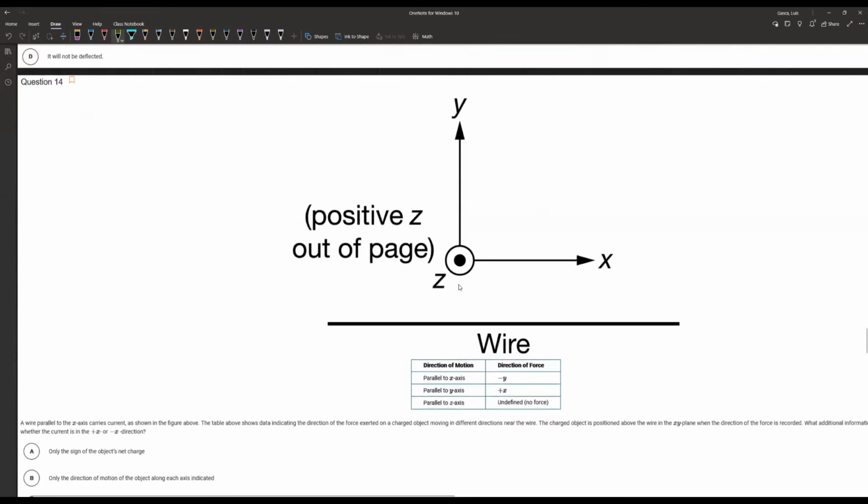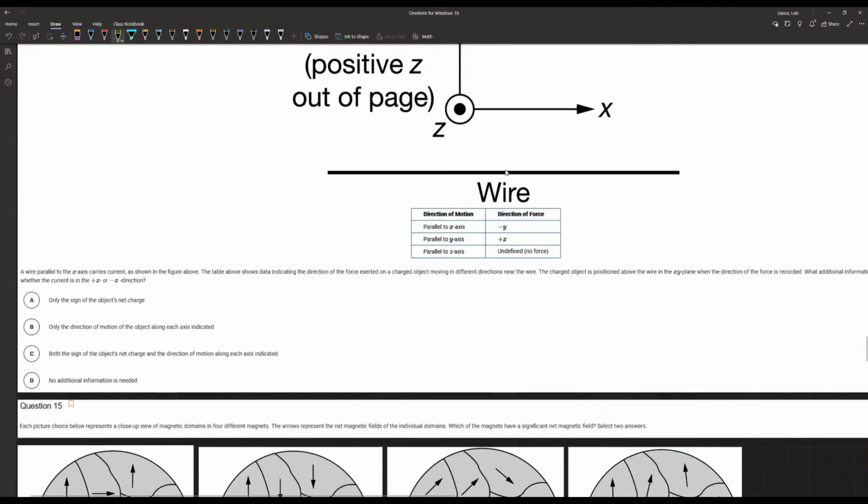Let's go to number 14. Here we have a coordinate system defined for us. If you take your right-hand rule, you point your fingers along X and then Y, X into Y creates positive Z, and positive Z is going to be pointing out of the page. You could do the curl method. You point your fingers along X, curl them in the direction of Y, aka up, and your thumb still points out of the page.